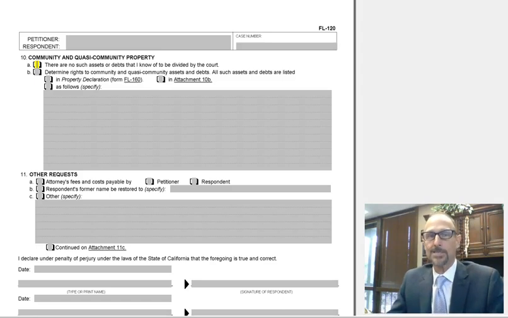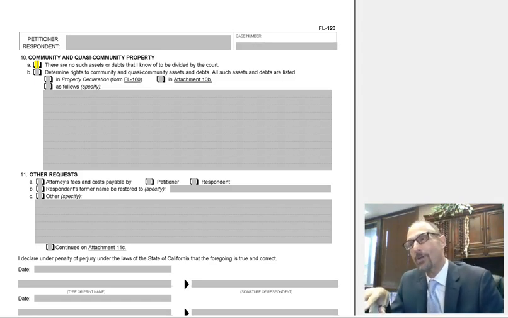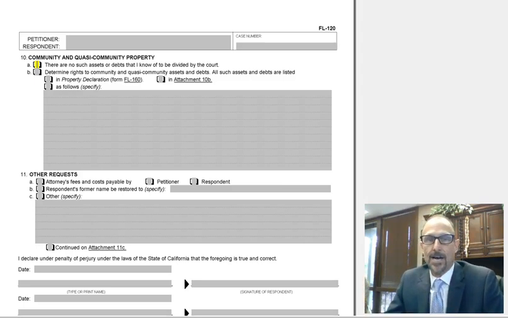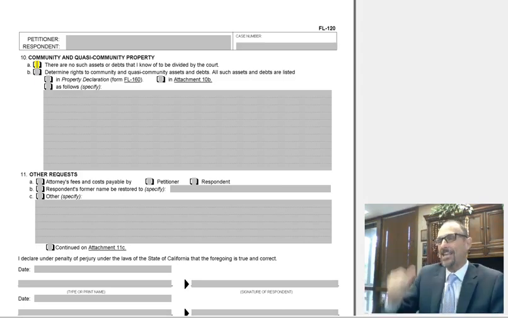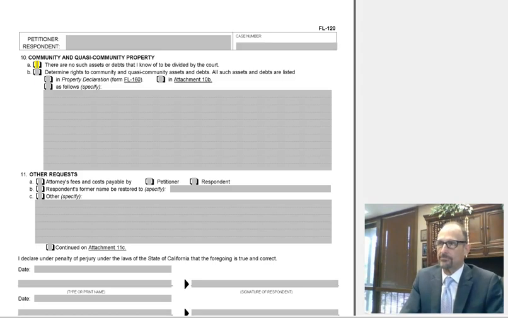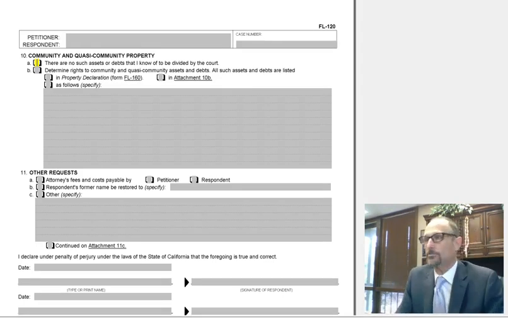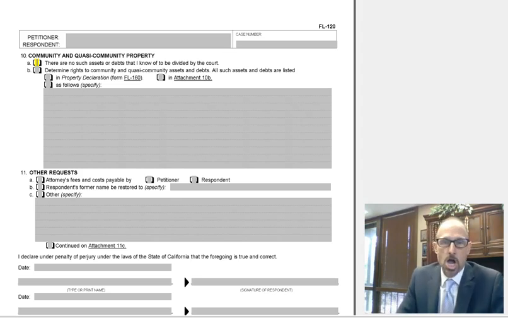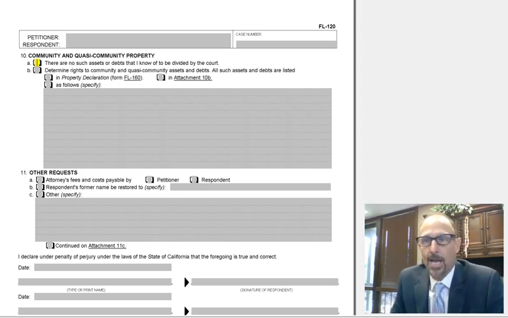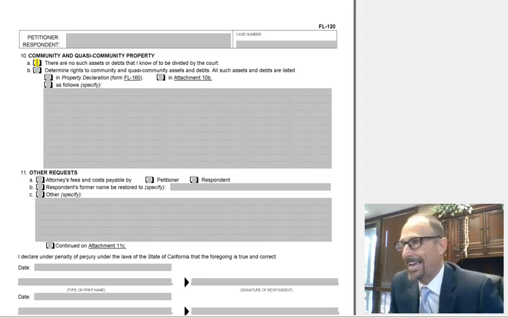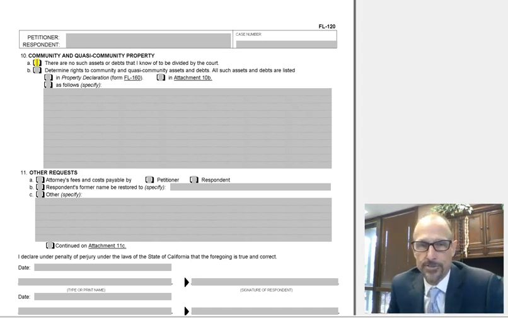So my point was 10A is probably not the correct box to mark, because that's saying that you acquired absolutely nothing during your marriage. You did not earn a single dollar during your marriage. You did not open a bank account or buy a stock or buy a couch or buy silverware or buy, you know, anything during your marriage.